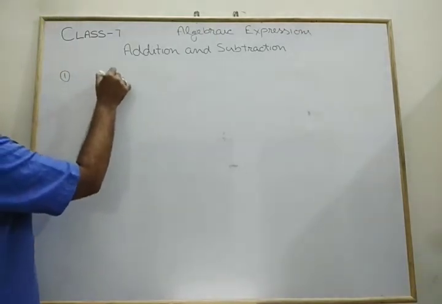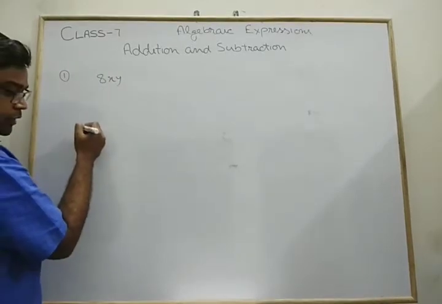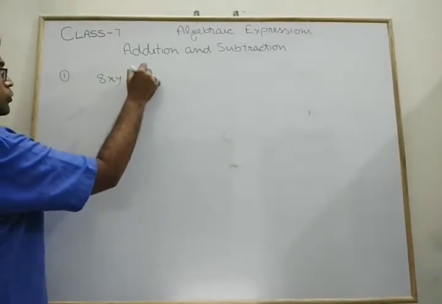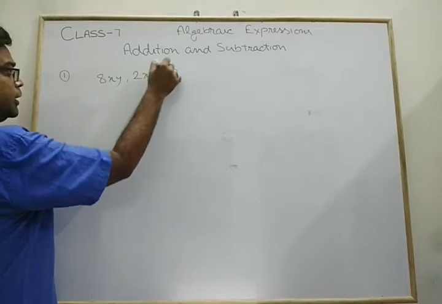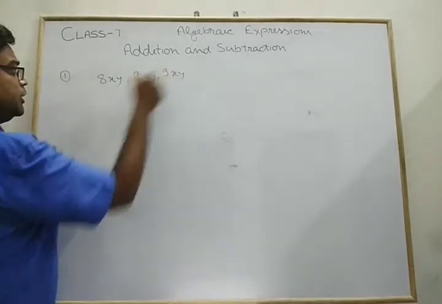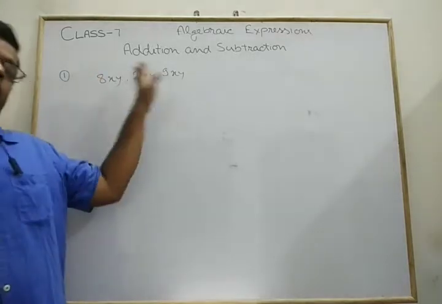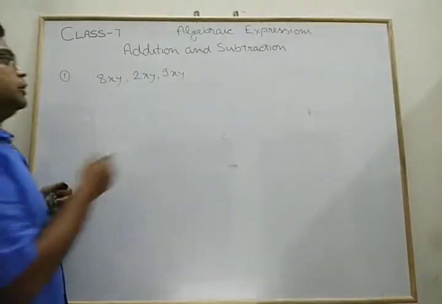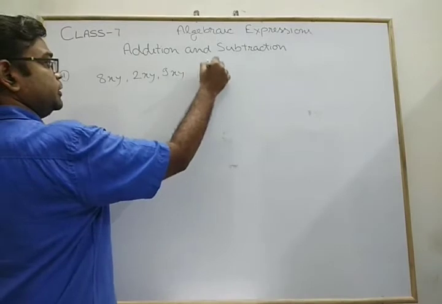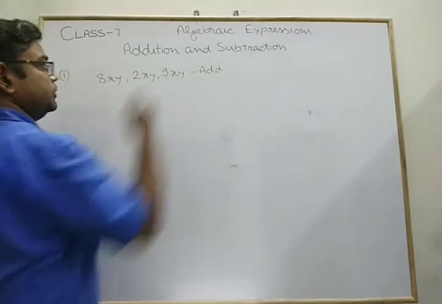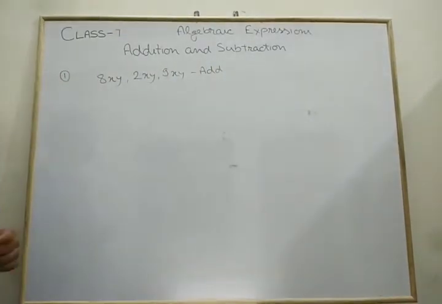Suppose there are three terms, 8xy, 2xy and 9xy. There are three terms, and the question says to add the following. We are going to add these.